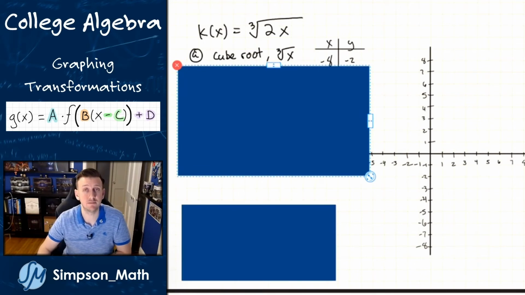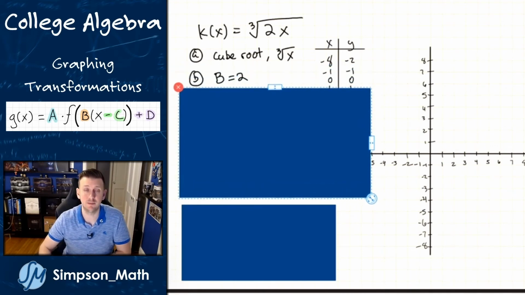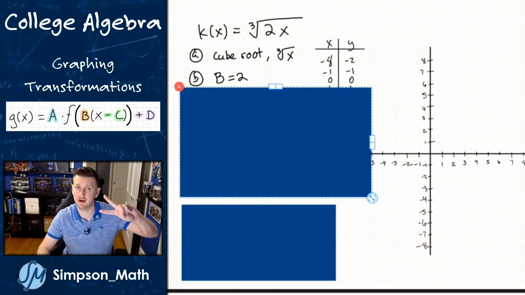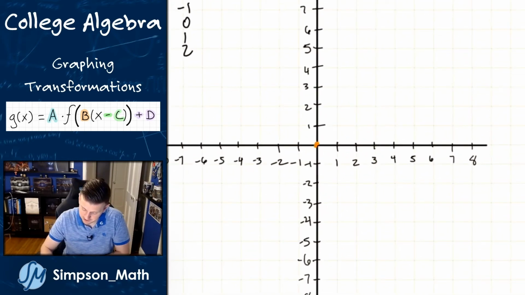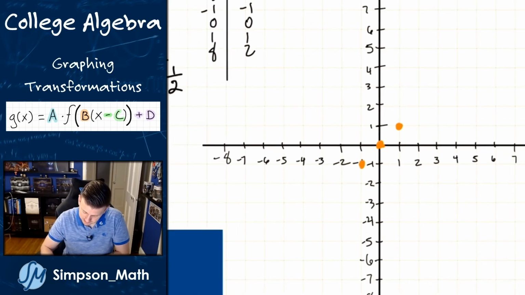Now that 2 is multiplying on the inside of the function. Since it's multiplying on the inside of the function, that is the b. b is 2. As we see in our notes, if b is 2, this is a horizontal shrink by a factor of, flip it, 1/2. So let's graph our parent function dots and see if we can shrink this horizontally by 1/2. So 0, 0, 1, 1, 8, 2, negative 1, negative 1, negative 8, negative 2.